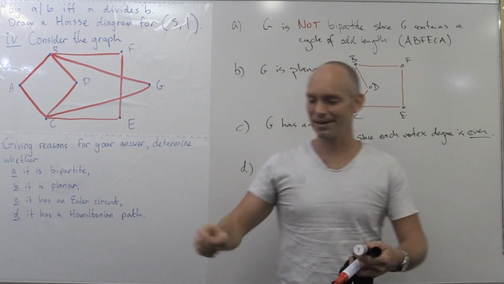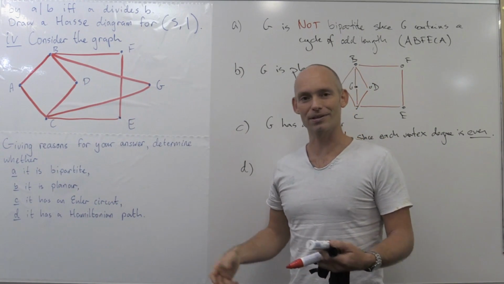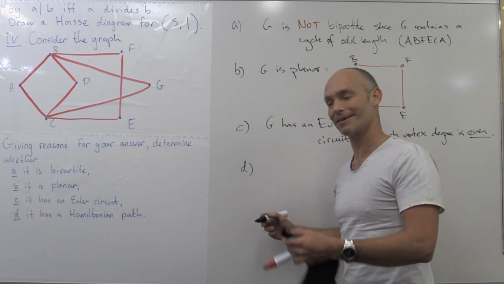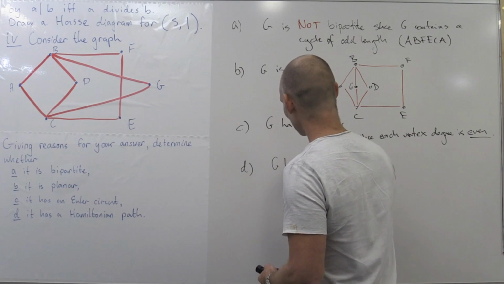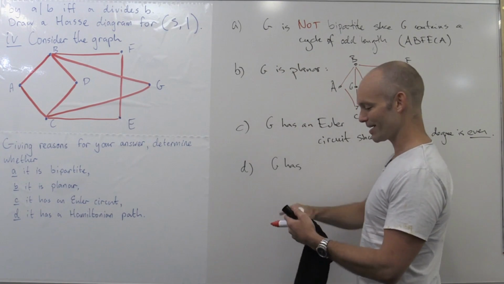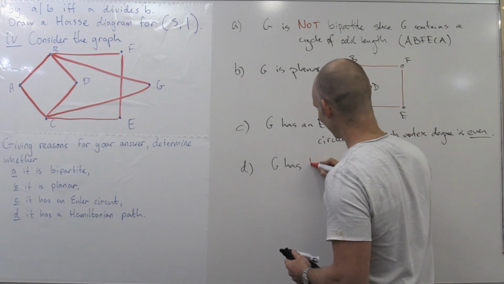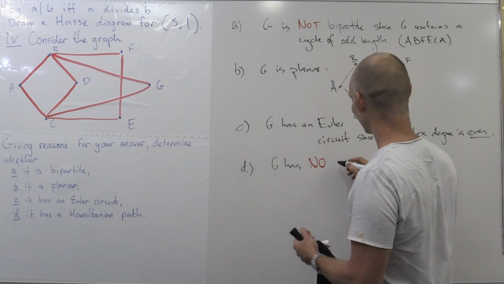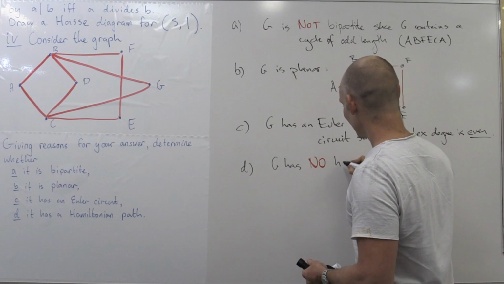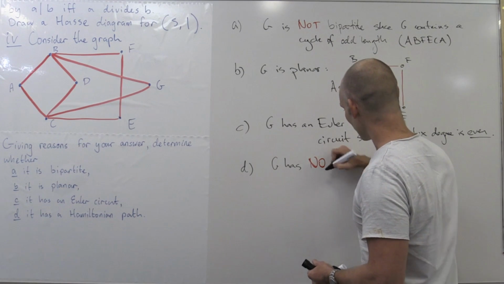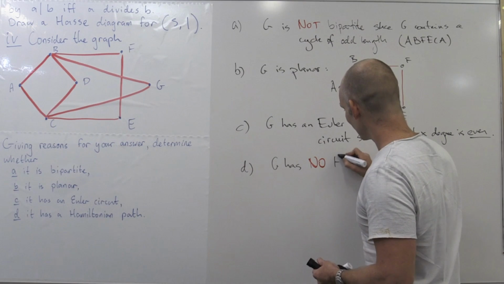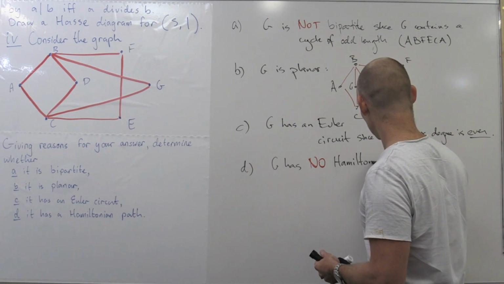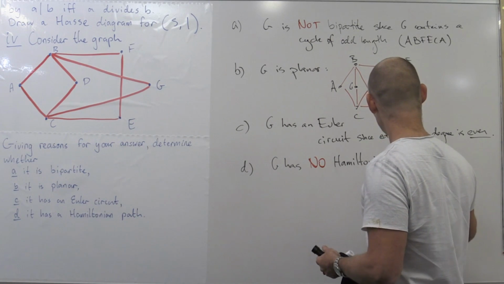How do you say that? How do you write it down sort of relatively compactly? Well, there's no real good way, but let's try. So G has, and let's use an angry red pen again. No. That's somehow satisfying. I'm not quite sure why. G has no. Whoops, Hamilton is with a capital H. Let's respect the name. Hamiltonian path.